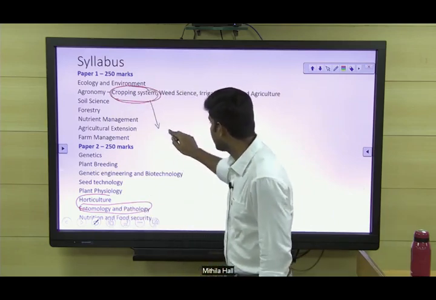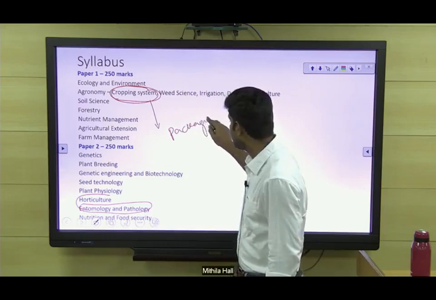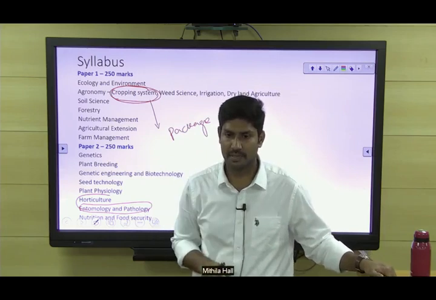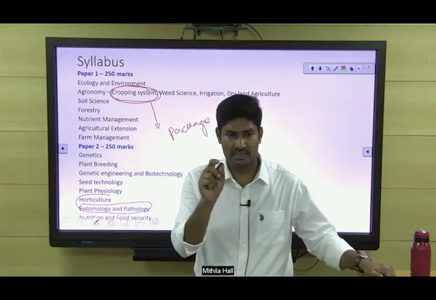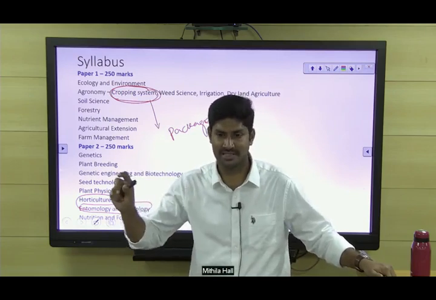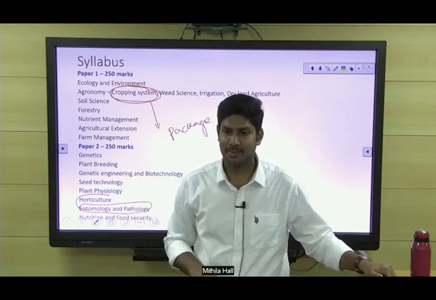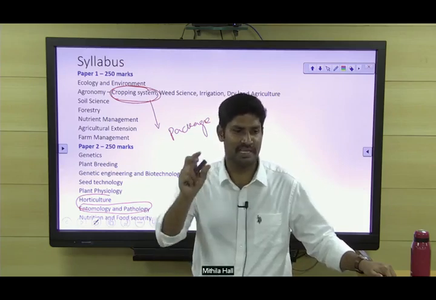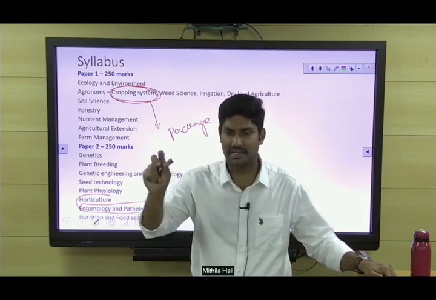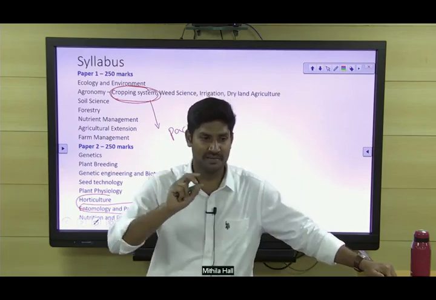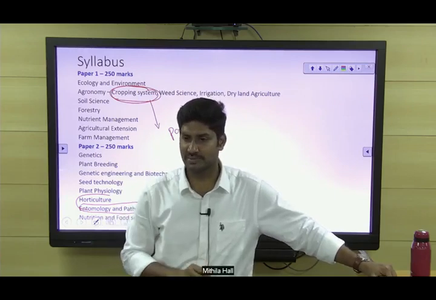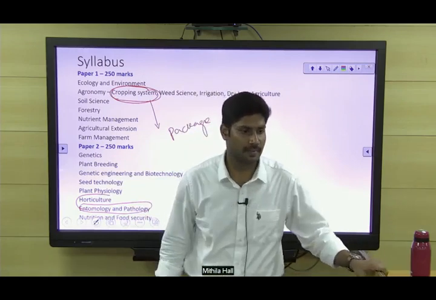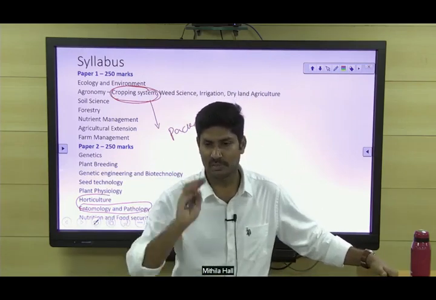In the cropping system, package of practices means they will ask you to write about the various practices for the production of a particular crop. In the syllabus, they have given cereals, pulses, oil seeds, millets, cash crops. There are more than 100 crops. So it's highly impossible to cover each and every crop: the seed rate, the spacing, the weed management practice, the irrigation management practice. Again for horticultural crops they give fruits and vegetables. There are more than 50 fruits and more than 50 vegetables.